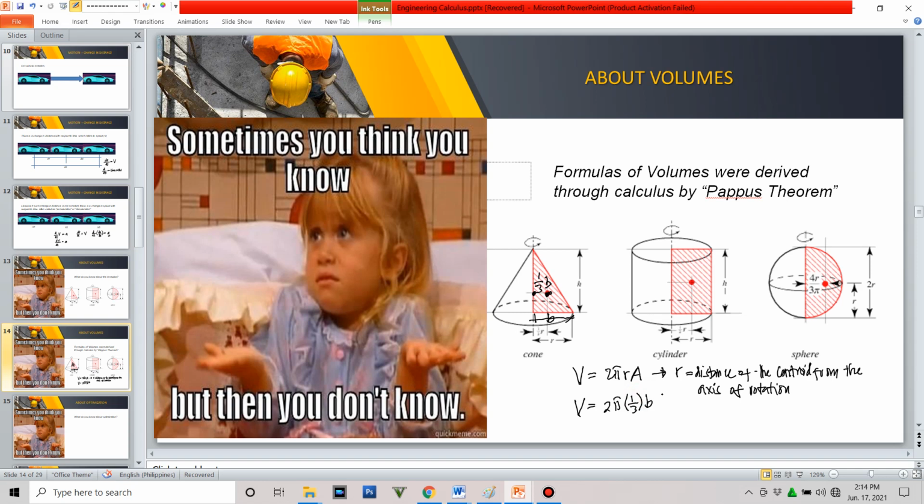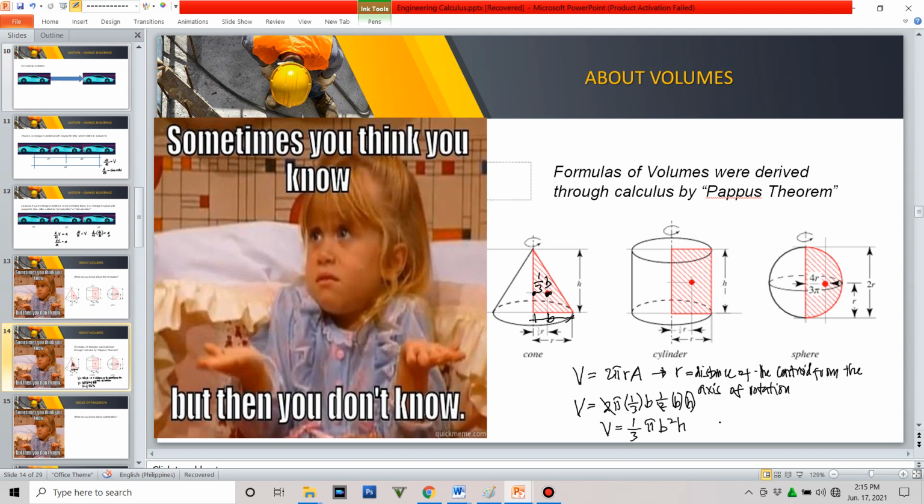times the surface area. What is the surface area of a triangle? So we have 1/2 base times height. So if we are going to simplify this one, 2 here is just cancelled. So what is left? We have 1/3 pi times b squared h, which is actually the volume of the cone.